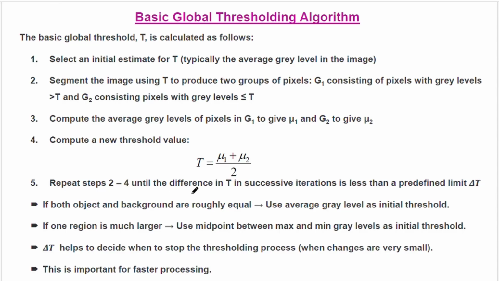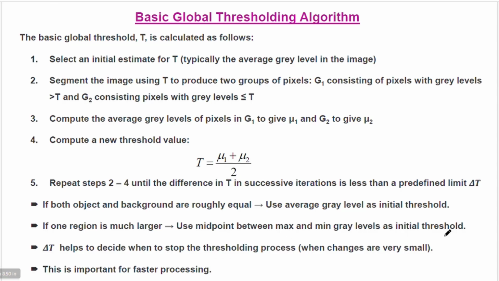Repeat steps 2 to 4 until the difference in T in successive iterations is less than a predefined limit delta T. You have to choose a limit delta T. If the difference between the thresholds in successive iterations is less than this delta T, then stop the process. Then take the last threshold as the final threshold and do the segmentation.